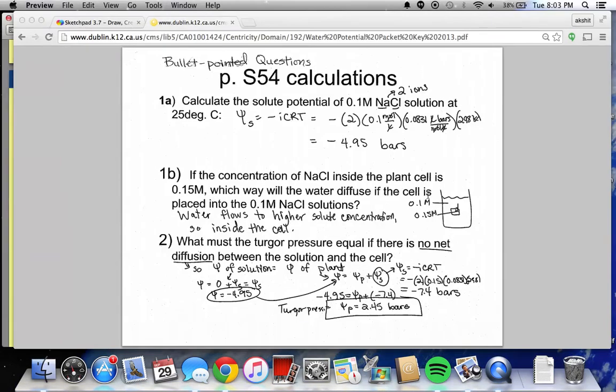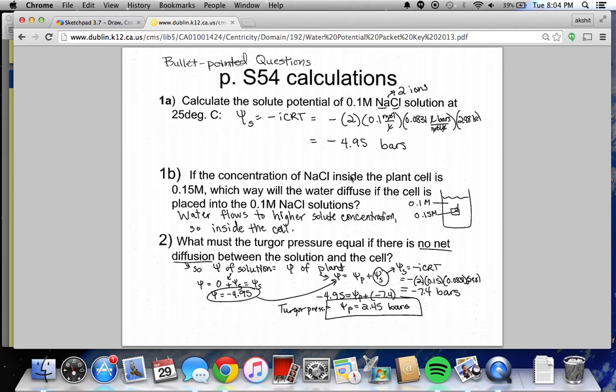And so here's just an example of a calculation that you should be able to do. This is a really easy one. If they tell you to find the solute potential given all the information, you just plug and chug. So i is equal to 2 because it's NaCl. They give you the concentration. The gas constant's given, and you plug in the temperature, and you get the answer. And the answer is always going to be in bars, which is a unit of pressure.